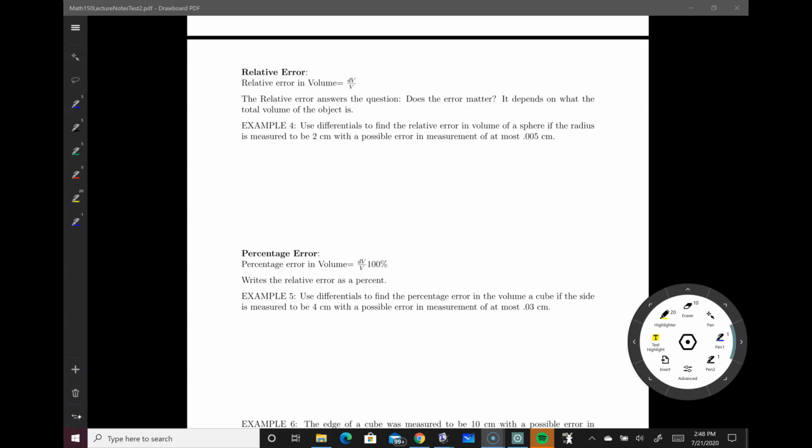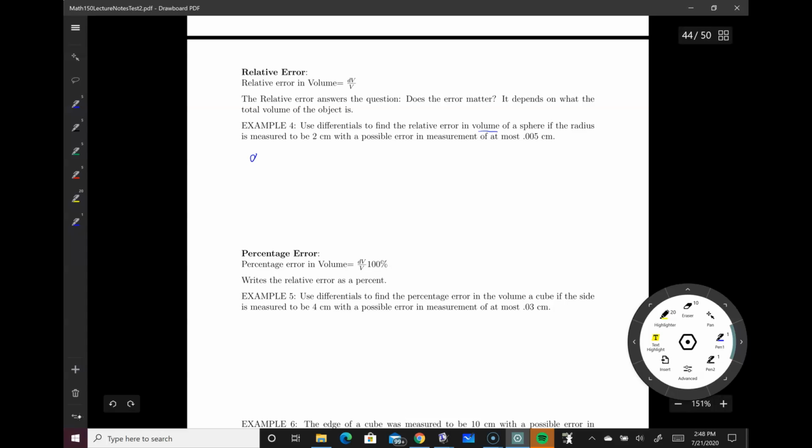All right, so we know how to find how much off the volume is or the surface area is with differentials. Relative error will kind of give me the answer to the question, does the error matter? So the error dV over V gives me a relationship between the two, so I can make a decision whether the error matters or not.